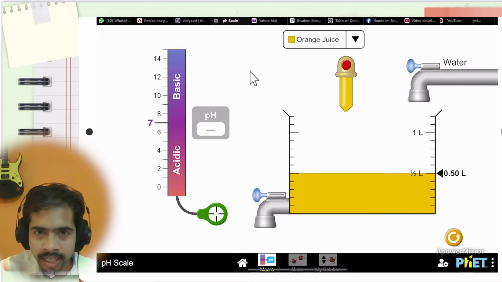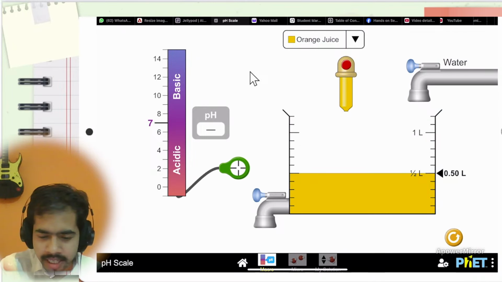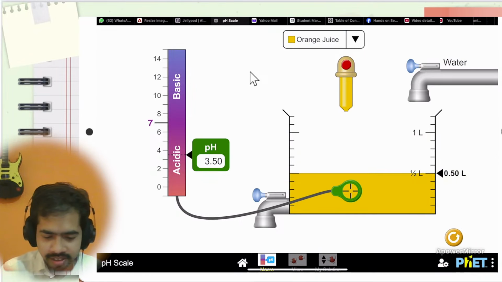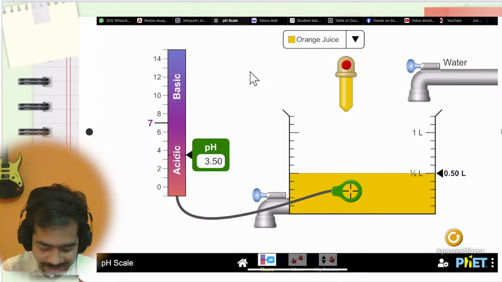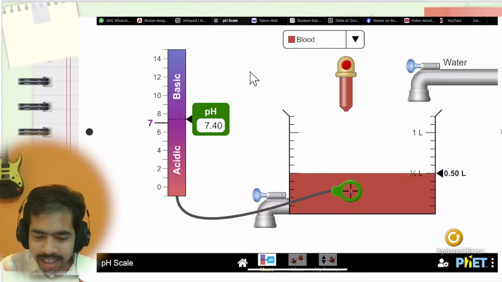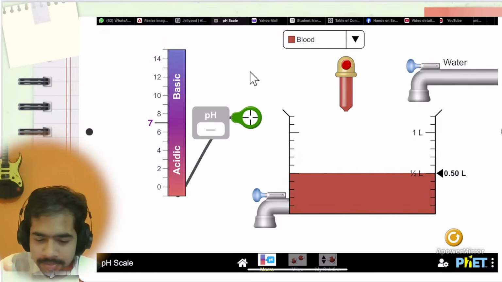So I have taken orange juice. So let me place the pH meter here, you can see it is 3.5. So this is the system of India. We have a little bit of delay. Okay, blood. Let me take blood. So here it is blood. So let me remove the pH cell first. Now let us dip blood.